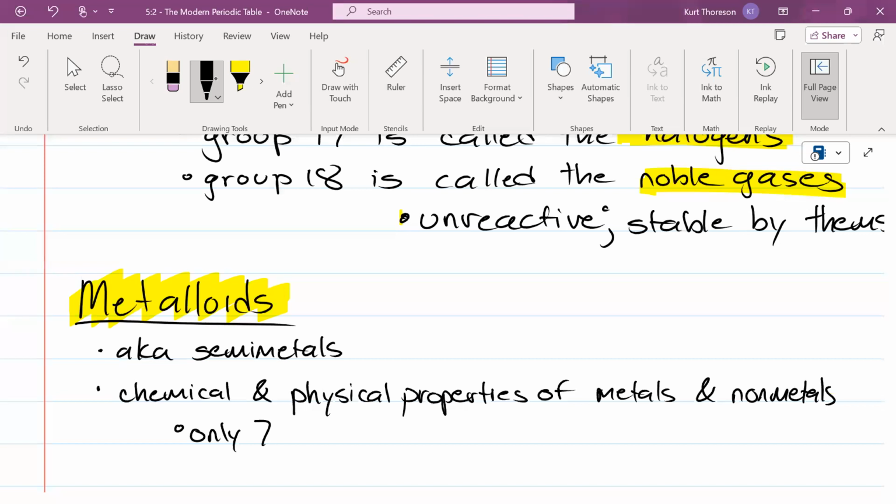1, 2, 3, 4, 5. Is it tellurium one? Yep, tellurium is 1. Te, tellurium. And lastly, polonium. So to recap, boron, silicon, germanium, arsenic, antimony, tellurium, polonium. Those are the only metalloids on the whole table.